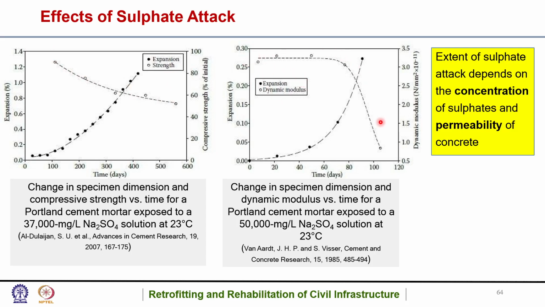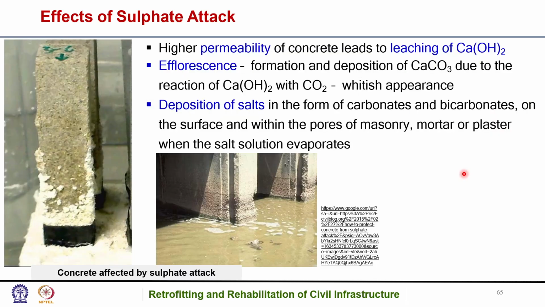The dynamic modulus is basically the static modulus divided by 1 plus theta, where theta is the creep, if you remember. The dynamic modulus is constant up to 60 to 70 days, and then there is a very abrupt, significant reduction; the change is very rapid. The extent of sulfate attack depends on the concentration of sulfates and the permeability of concrete.